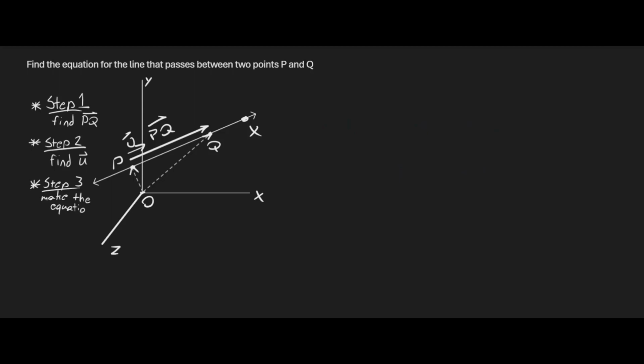The next step that we need to take is to find U. U is the unitary vector, meaning that it has a magnitude of 1. U points in the direction of PQ, so they have the same angle, but the magnitude is 1. To find U, we need to take PQ and divide it by its magnitude.